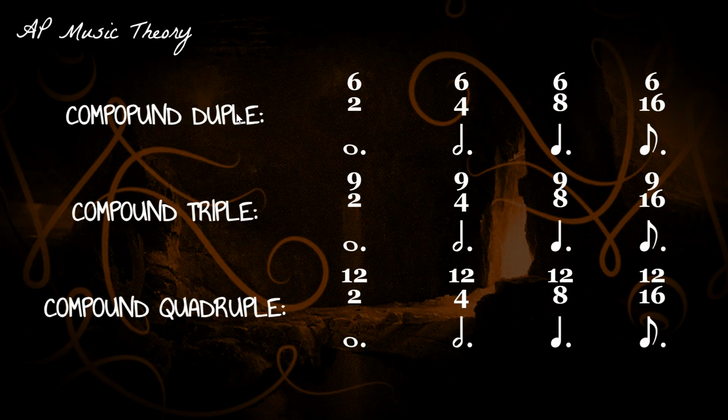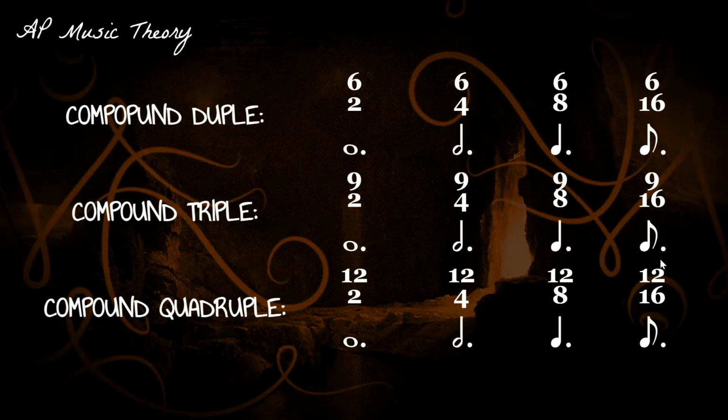We have time signatures of 6/16, 6/8, commonly used a lot of the time, 6/4 and 6/2, which is compound duple. The beat note is a dotted half, a dotted quarter, and a dotted eighth. Then we have time signatures of 9/16, 9/8, also commonly used, 9/4, and 9/2, which is compound triple. The beat note is a dotted half, a dotted quarter, and a dotted 16th.